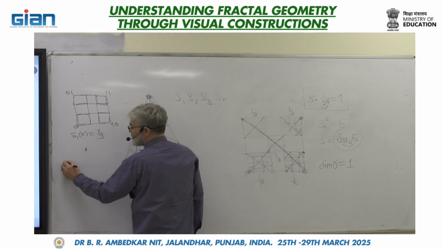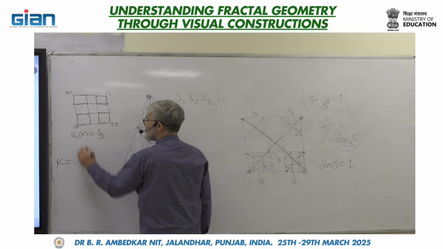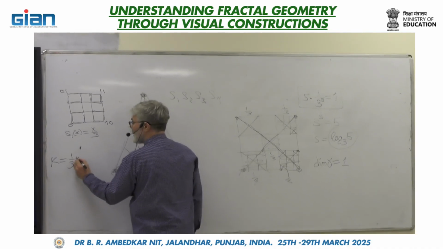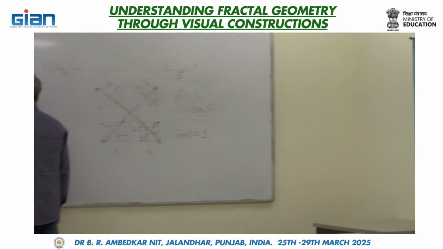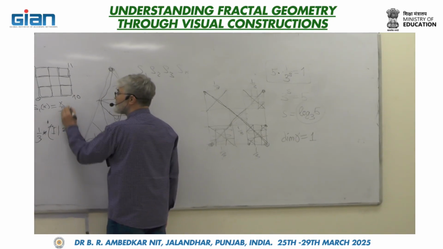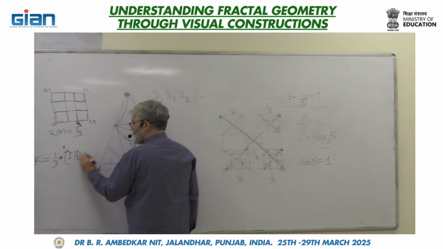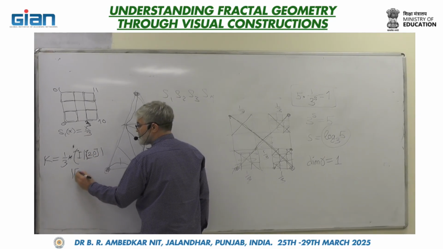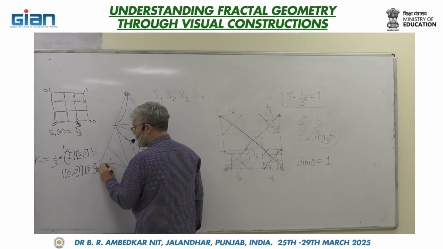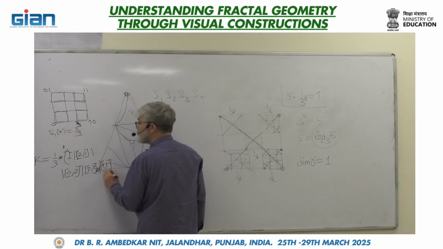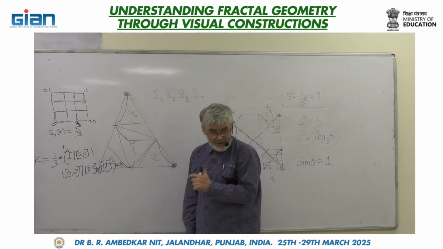So you can write that k equals what? 1/3 multiplied by identity union 2, 0, because this 2/3, yes, union 0, 2, union 2, 2, and union 1, 1, 1, 1, multiplied by k. Am I right? Okay.